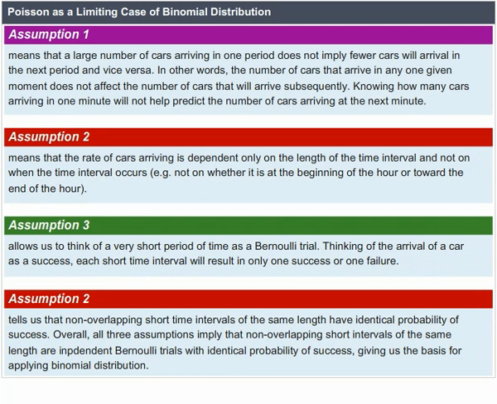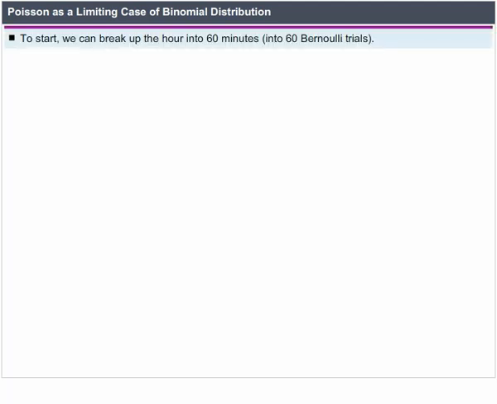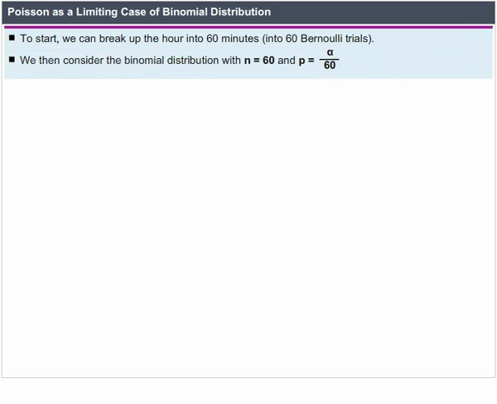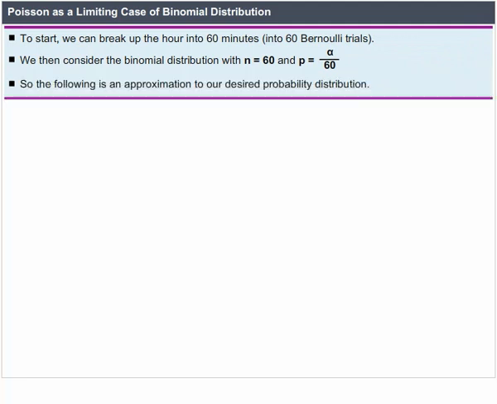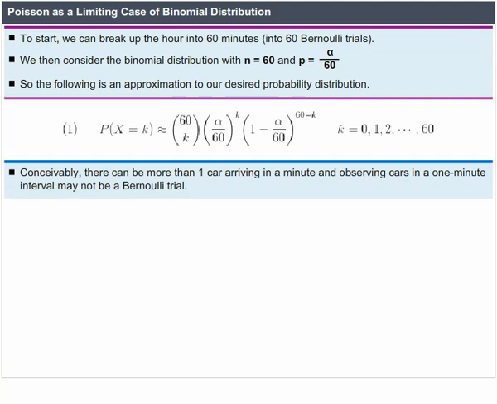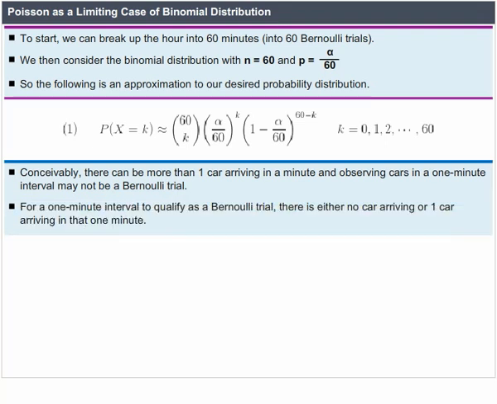Poisson as a limiting case of the binomial distribution. To start, we can break up the hour into 60 minutes, that is, 60 Bernoulli trials. We then consider the binomial distribution with n equal to 60 and p equal to alpha by 60. So the following is an approximation to our desired probability distribution. Conceivably, there can be more than one car arriving in a minute, and observing cars in a 1 minute interval may not be a Bernoulli trial. For a 1 minute interval to qualify as a Bernoulli trial, there is either no car arriving or one car arriving in that 1 minute.